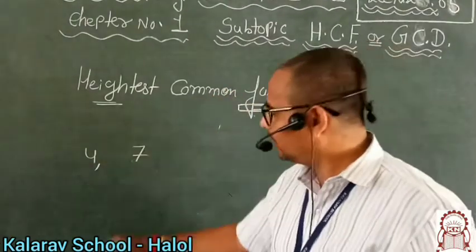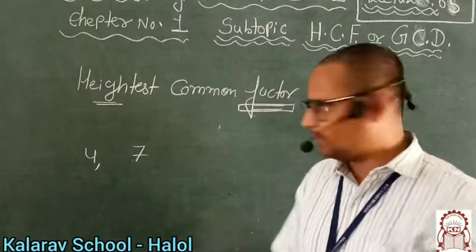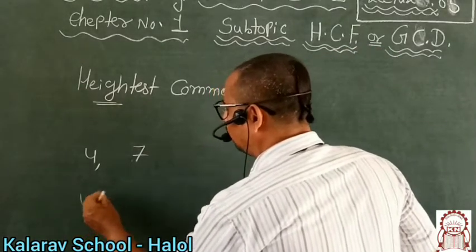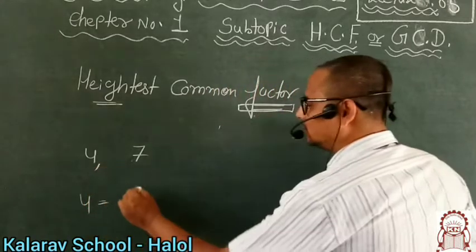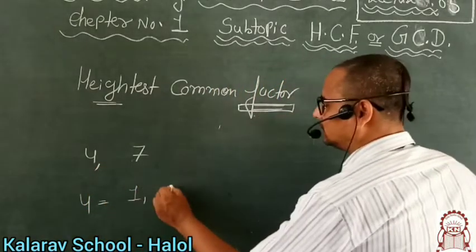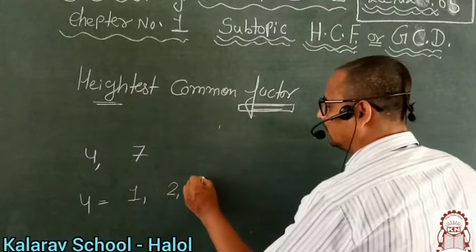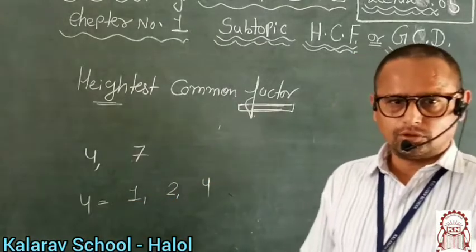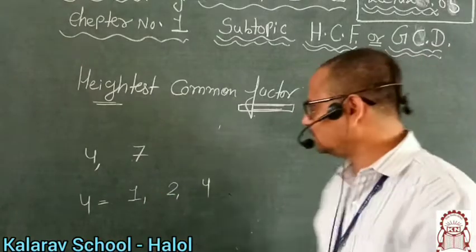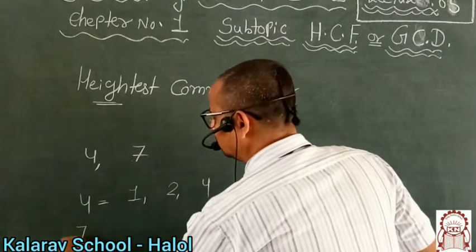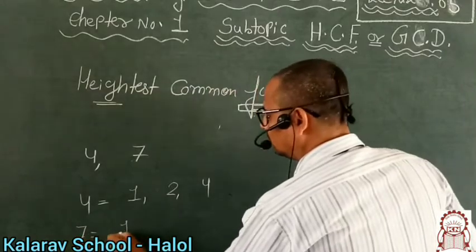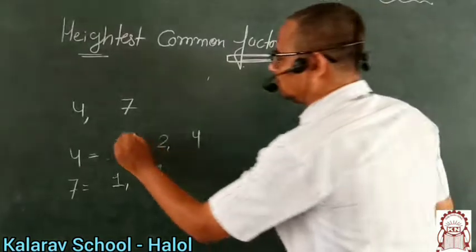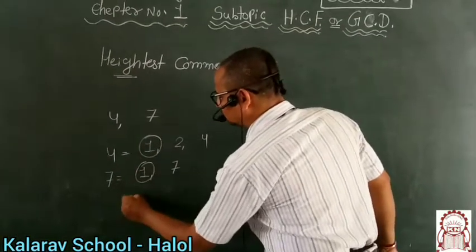Now see what will be the result of HCF. Is it clear? See 4. The factors of 4 are: it is divisible by 1, it is divisible by 2, and it is divisible by 4 itself. So these three factors are there. Next is 7. It is 1 and 7 itself, not another number. So in this condition also your HCF is 1.